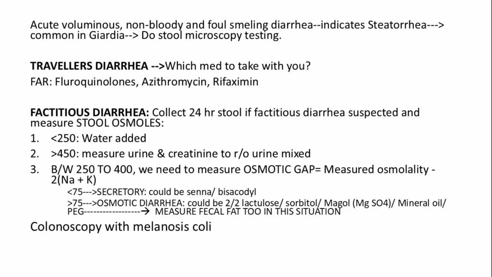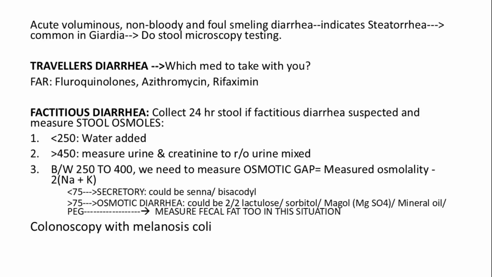If the osmolality is greater than 450, it's important to check urine sodium and creatinine to rule out urine contamination of the stool sample. If the osmolality falls between 250 and 400, calculate the osmotic gap using the formula: measured osmolality minus 2 times (Na plus K).